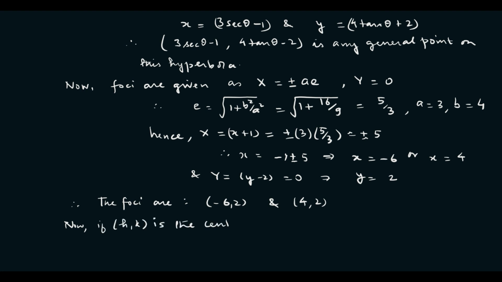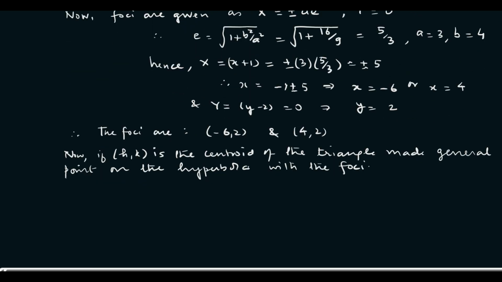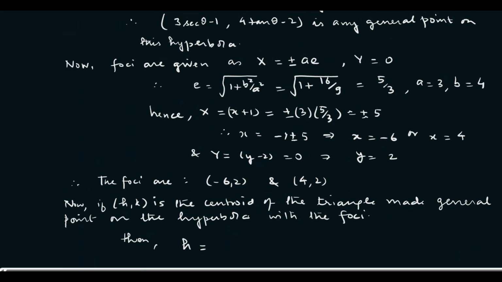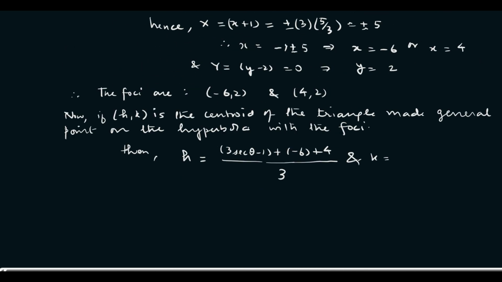Now if (h, k) is the centroid of the triangle formed by these points, we know the relation for how to find it, right? So the general point and the two foci form a triangle. (h, k) is the centroid. So we can say h is, as we know, (x1 plus x2 plus x3) by 3. So it will be the sum of the x coordinates, adding them together like this, and by 3. Same way k is also (y1 plus y2 plus y3) by 3. So adding the y coordinates, which is (4 tan theta minus 2, and again plus 2, plus 2) whole upon 3. So this way we get the two relations.